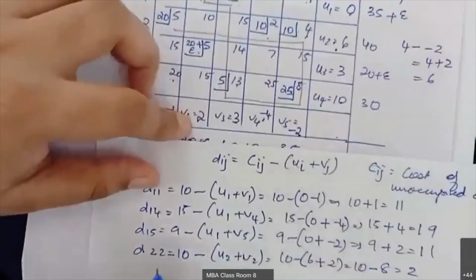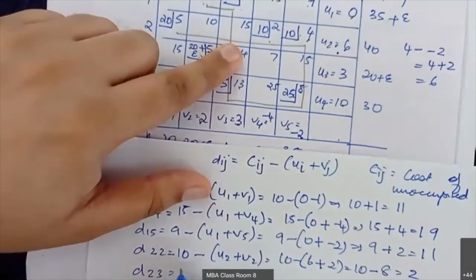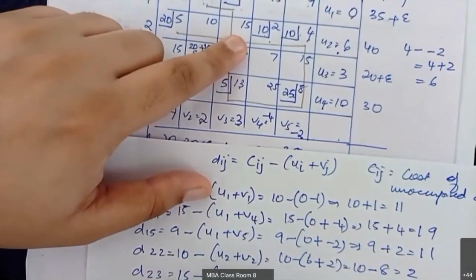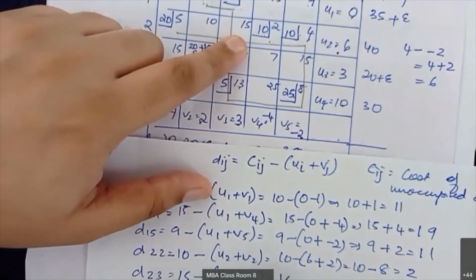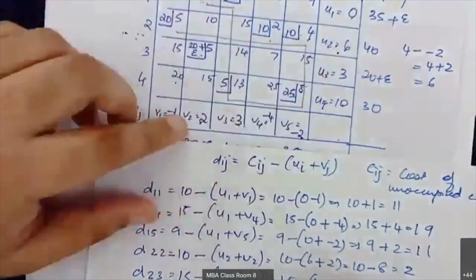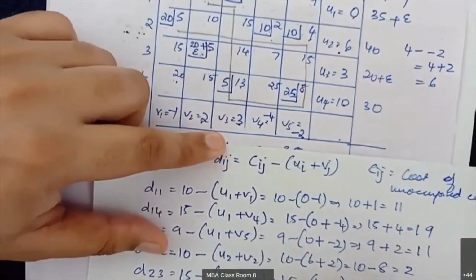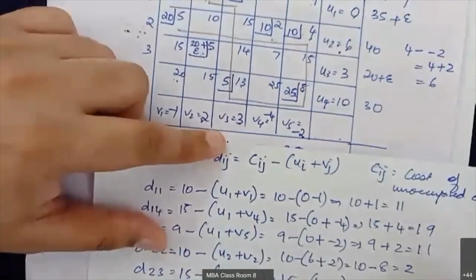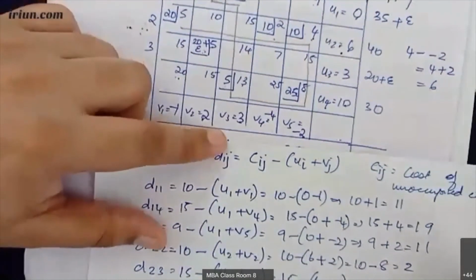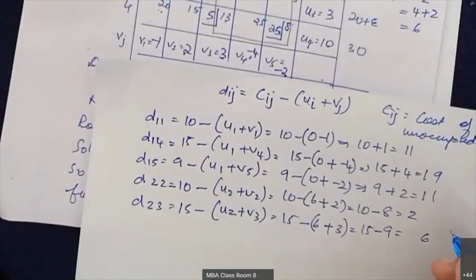Again, the next empty cell is D23. The cost is 15. So 15 minus U2 plus V3. 15 minus, what is the U2 value? It is 6. Now plus, what is the V3 value? It is 3. So 15 minus 9, that is 6. The value is 6. Correct, no?